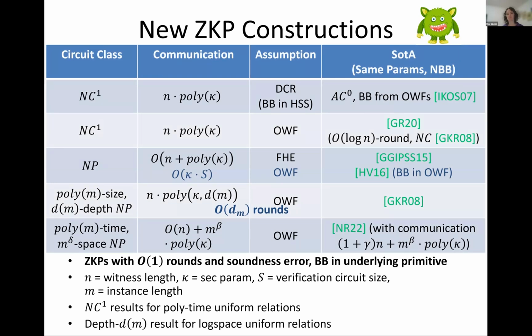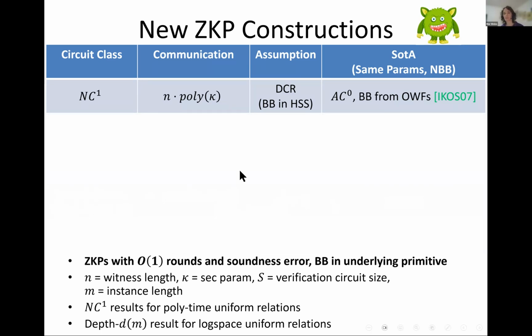So I promised you there will be a scary table. So let me just highlight a few of our results. The first result is a construction of zero-knowledge proofs for NC1 with communication that approaches the witness length based on the DCR assumption. Or more generally, this construction uses homomorphic secret sharing in a black box way, but to get the communication that we want, we instantiate HSS based on DCR.